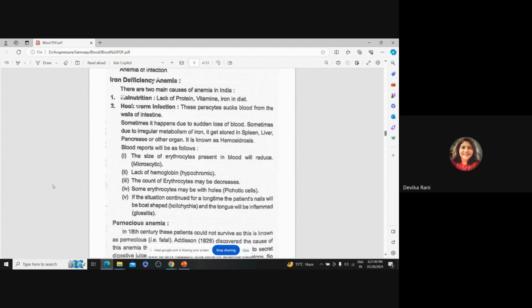Then hookworm infection. Hookworm is a type of parasite. It can latch onto you through your foot, like if you're walking barefoot, and through your bloodstream, it can reach your intestine. Or if you've had something which is not washed properly or not cooked properly, their larvae can go into the intestine. And once this goes there, it will eat up the nutrients there.